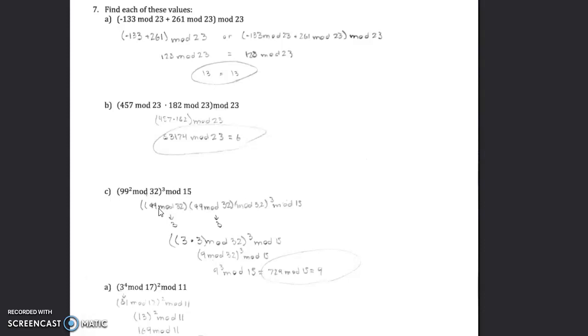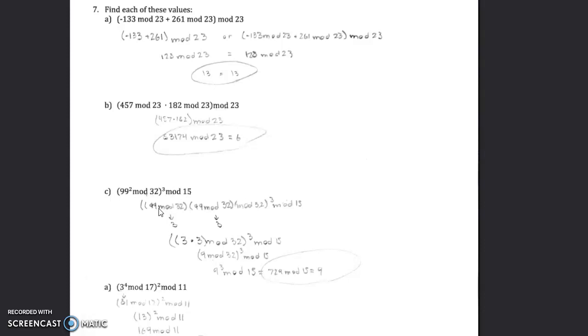Since you can expand the 99 twice, and then you can expand the 3 afterwards. But first we're going to focus on the 99 twice. So (99 mod 32)(99 mod 32) mod 32, cubed, outside of mod 15. 99 mod 32 is equal to 3, so that works for both. So we can do 3 times 3 to condense it: (3 times 3 mod 32) cubed mod 15.